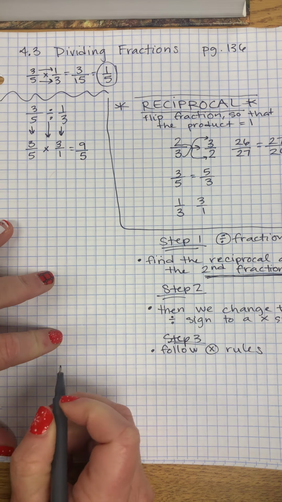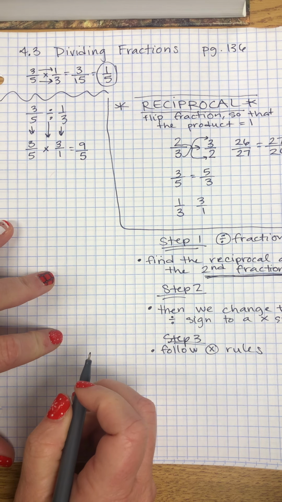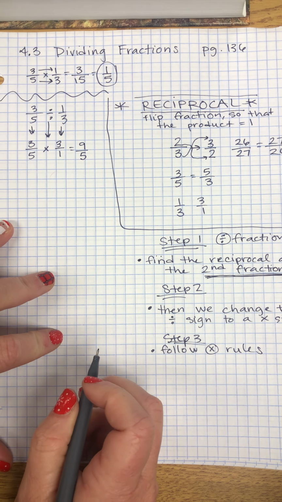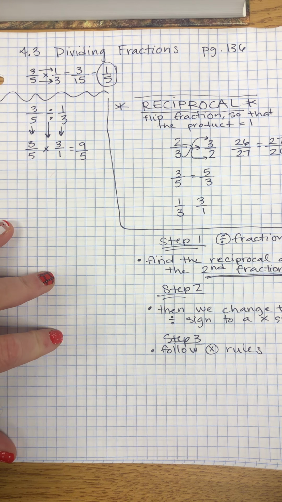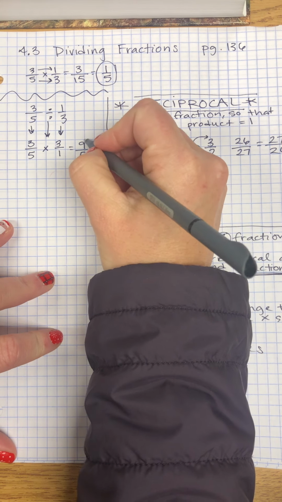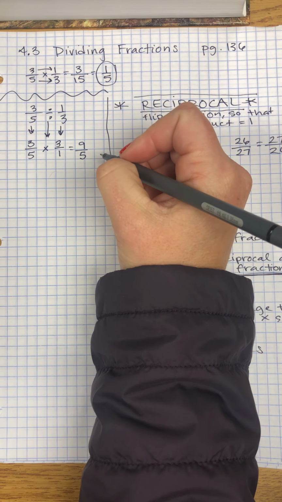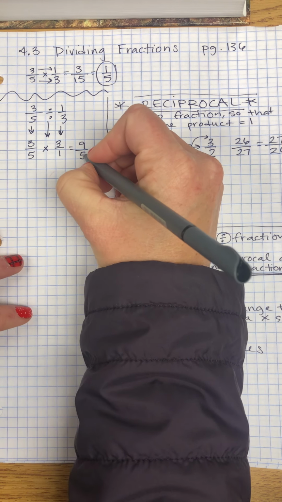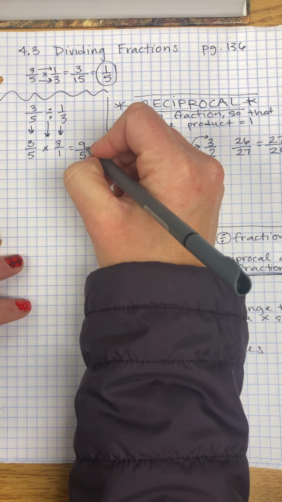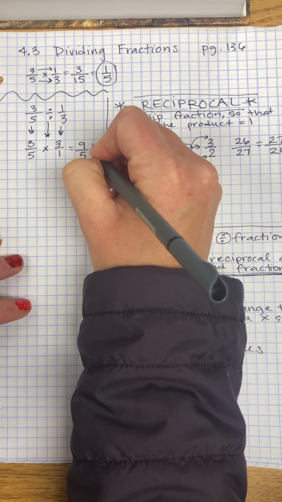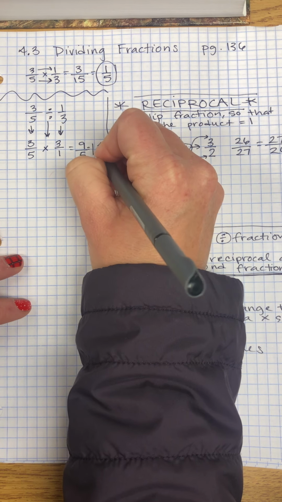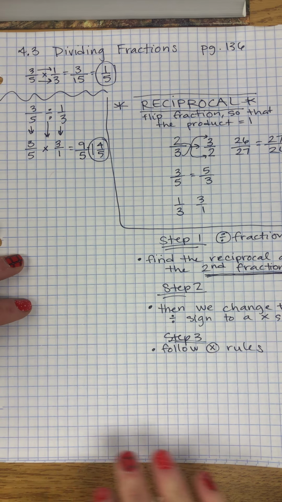Is that a good answer? You cannot reduce it, but this is improper, right? So we don't want to leave it improper. The top one can't be bigger than the bottom. 5 can go into 9 one time with 4 left over. Okay, let's do another one.